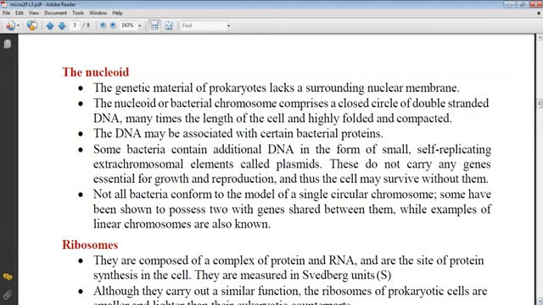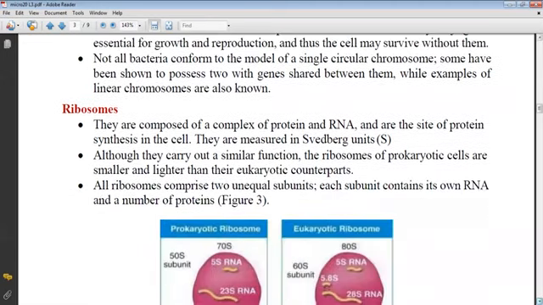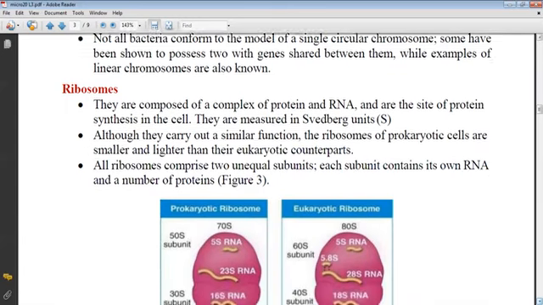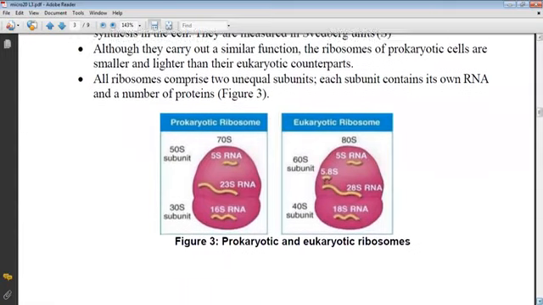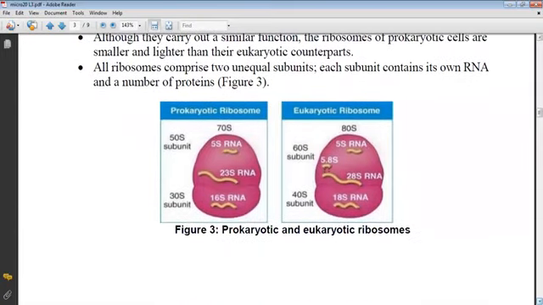نجي إلى الأورجانيل الآخر الريبوسومز اللي جدا مهمة. They are composed of complex of a protein and RNA and are sites of protein synthesis in the cell. They are measured in Svedberg units. هذه كلها مفهومة بالمحلول المادة البيولوجية. بالإضافة إلى صفات واضحة. هذه الفروقات بين البروكاريوتيك واليوكاريوتيك ريبوسومز.